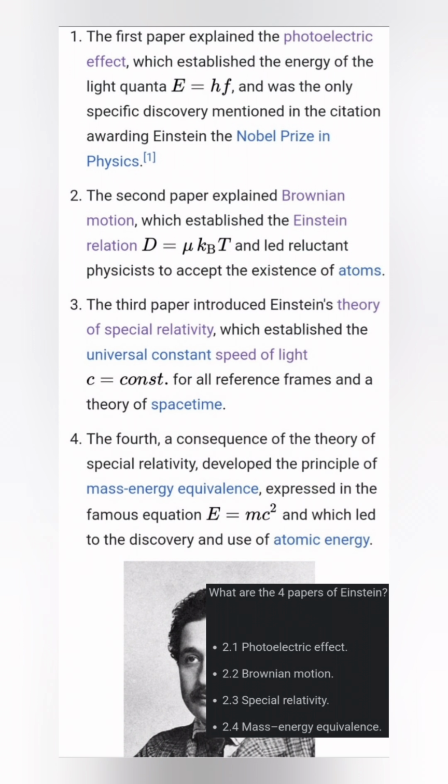The third paper introduced Einstein's theory of special relativity, which established the universal constant speed of light, c equals constant. The fourth, a consequence of the theory of special relativity, developed the principle of mass-energy equivalence, expressed in the famous equation E equals mc squared, and which led to the discovery of use of atomic energy, and hence that of the subatomic particle and constituent of the elementary.